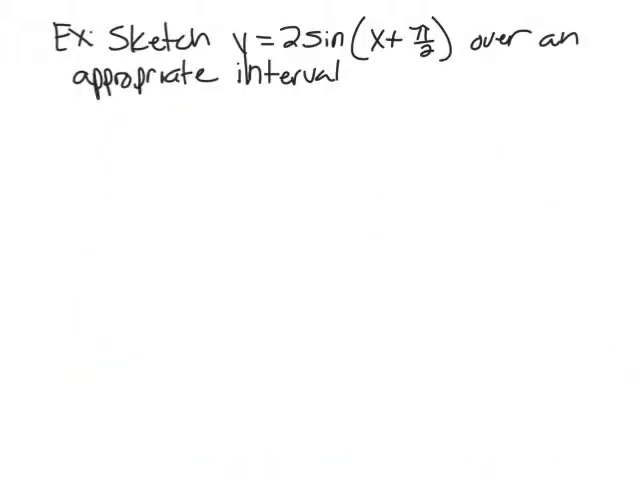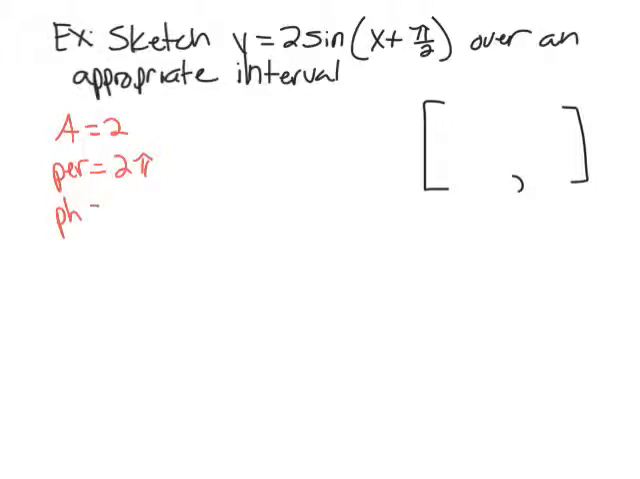So here's an example. I'm going to sketch this function, y equals 2 times the sine of x plus pi over 2, over an appropriate interval. So I need to create the interval. I'm going to use my interval notation. I need a starting point and an ending point. That's going to be my x interval for my horizontal axis. So if I look at this, I'm going to pull out the amplitude, the period, and the phase shift. The amplitude is 2. The period, since the coefficient in front of the x value is 1, is going to be 2 pi, and the phase shift is going to be negative pi over 2. Those are all directly pulled from what's in the function here.